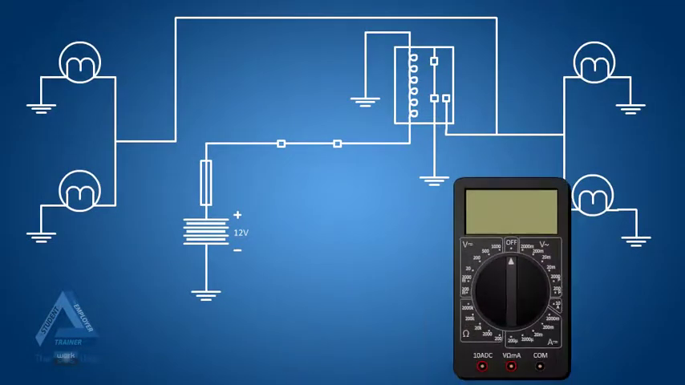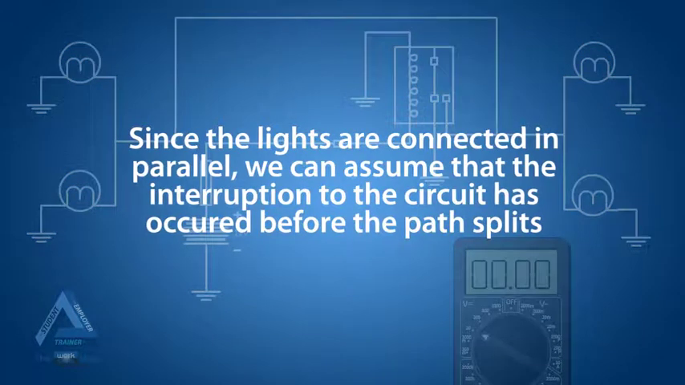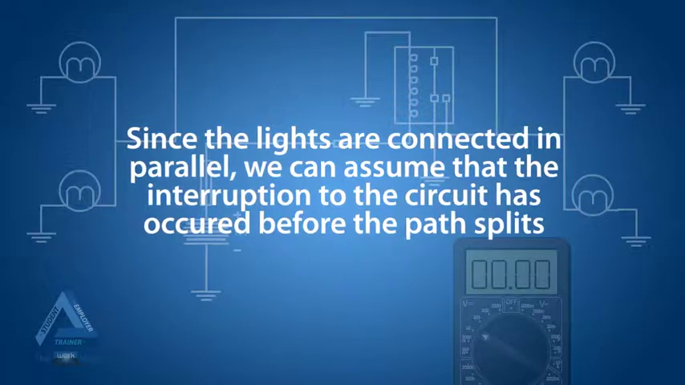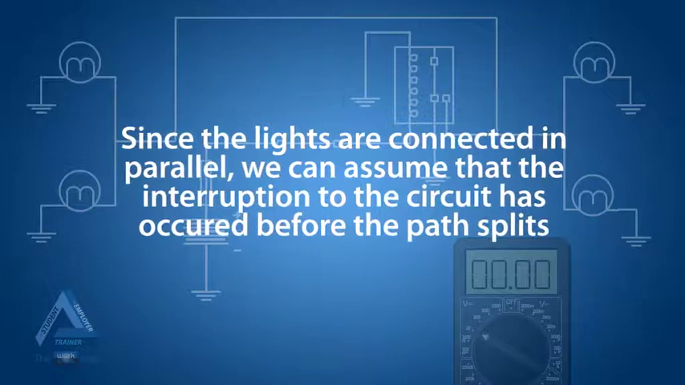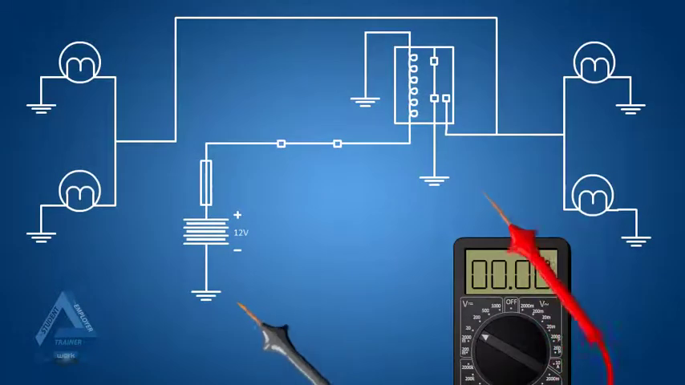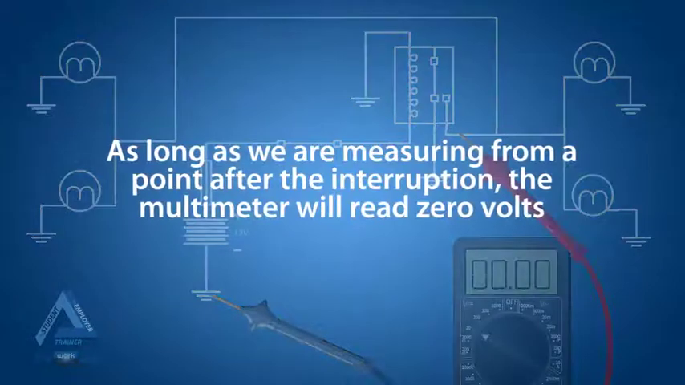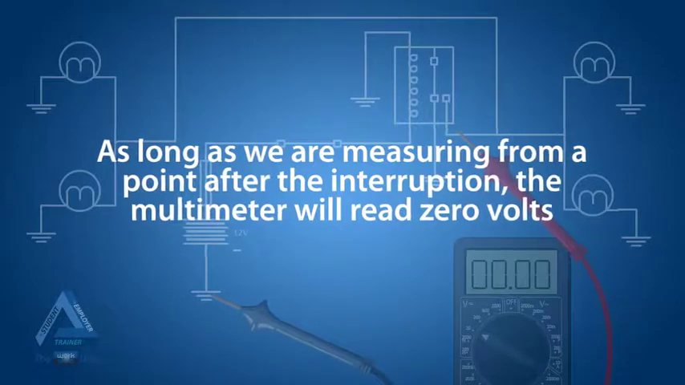With a multimeter set to test for voltage, we work backwards along the circuit. Since the lights themselves are connected in parallel, we can assume that the interruption to the circuit has occurred before the path splits. As long as we are measuring from a point after the interruption, the multimeter will read 0 volts.